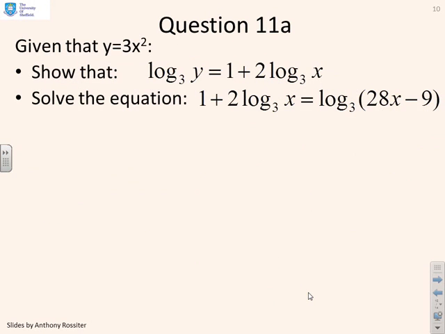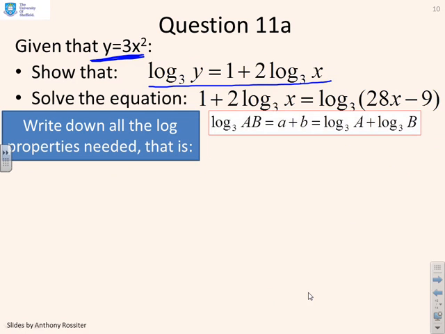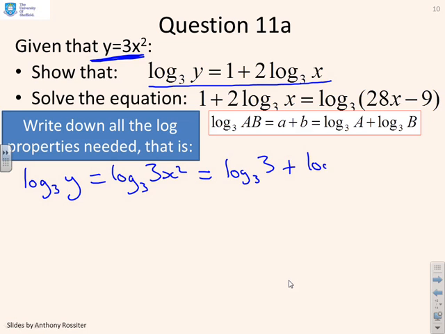Now, a different type of question again. We're trying to add a bit of variety as we go. So given that y equals 3x squared, show the following. Now for this, all I'm really going to need is the product rule. So log 3 of y equals log 3 of 3x squared, because that was the definition of y, it was given as 3x squared, which using this product rule is log 3 of 3 plus log 3 of x squared.